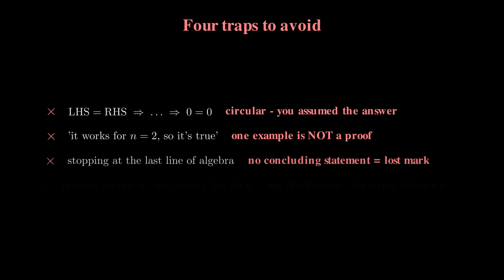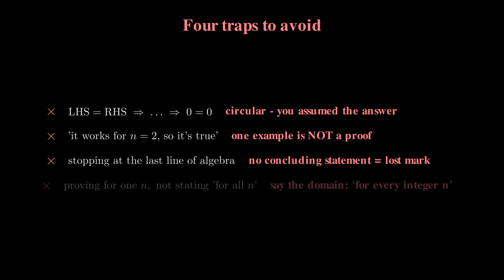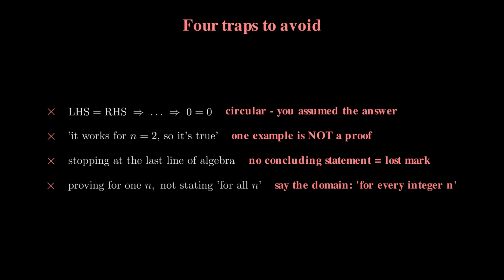And 4. Proving it for a general n, but never actually stating the claim holds for all integers n. Name the domain out loud. Because for every integer n is part of the statement you're proving. Dodge these 4 and proof questions are some of the most reliable marks on the paper.